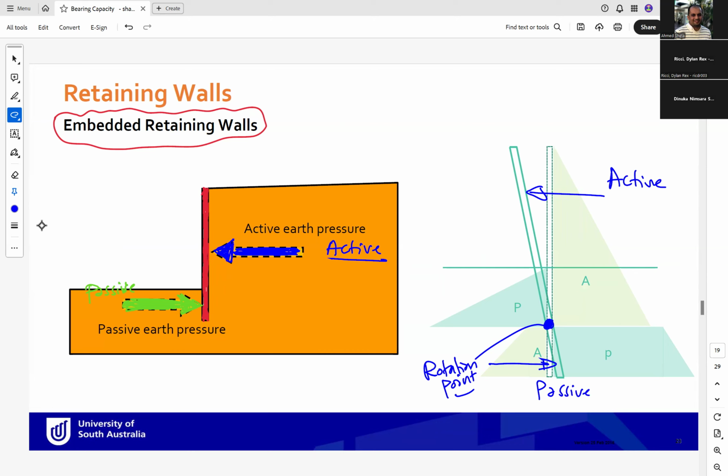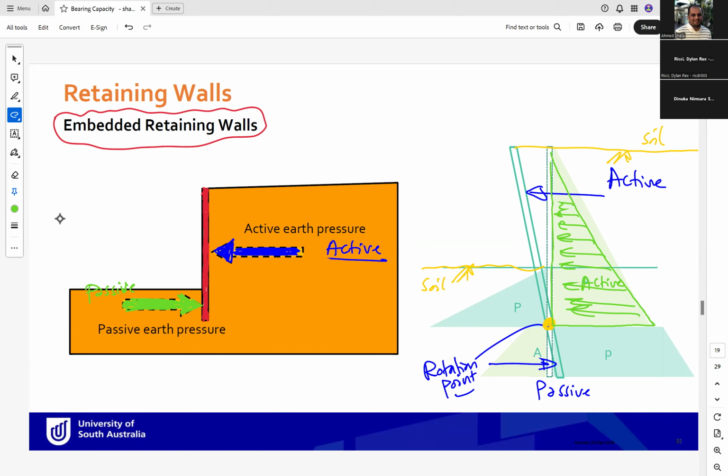So if we look, don't forget that we have soil here, and we have soil here. So above the rotation point, what happens above the rotation point? We have this triangle of active pressure. So up to the point here, this part is under active pressure. Okay, and the bottom part is under passive pressure.